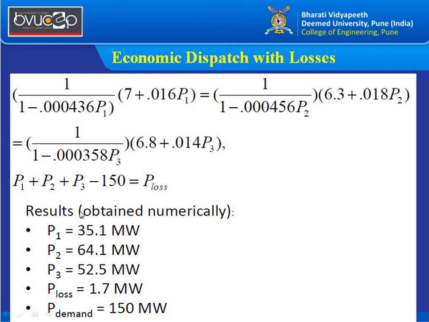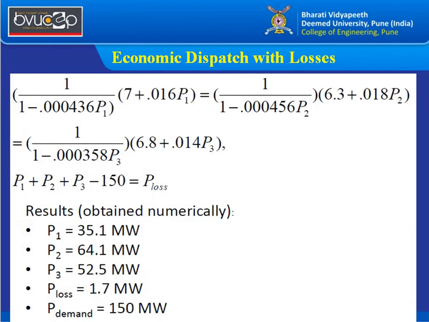So with these terms, when P1 is 35.1 megawatt, P2 is 64.1 megawatt, P3 is 52.5 megawatt, and P loss is 1.7 megawatt, the demand of 150 megawatt is satisfied. So this is how the calculation has to proceed. I hope this has been understood.